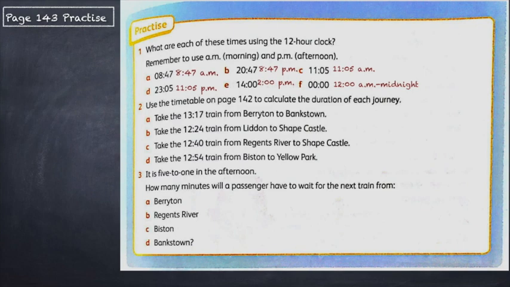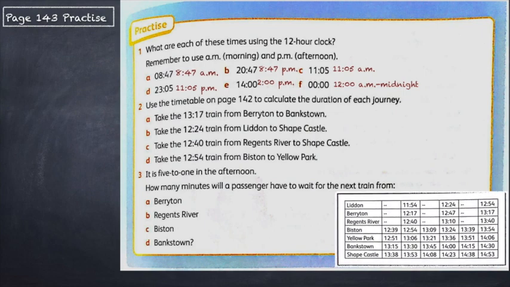Let's go to question 2. Use the timetable on page 142 to calculate the duration of each journey. Alright, so it seems like we will need the timetable. Let's grab it. Choice A. Take the 1317 train from Brereton to Bankstown. Okay, if you try to find the train which arrives Brereton at 1317 o'clock, up until 1430 o'clock, our duration of time is going to be 1 hour and 13 minutes. In other words, 73 minutes.